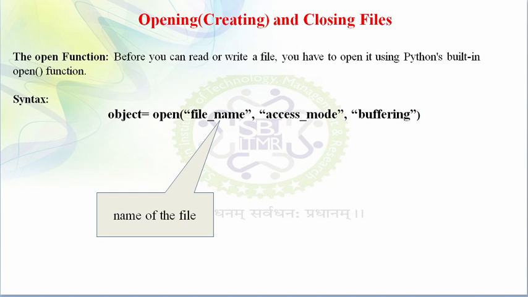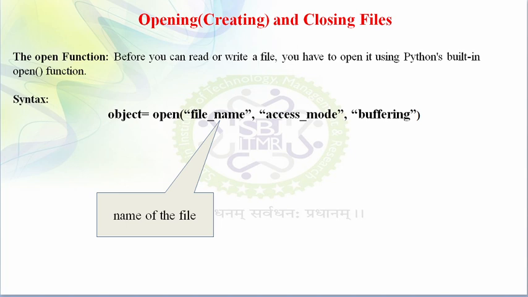Firstly, the first operation that we will see in file handling is opening the file. The first one is the open function. Before you can read or write a file, you have to open it using Python's built-in open function, and it is open. It starts with an opening parenthesis and a closing parenthesis. This indicates that open is a function. This function opens a file if it exists, else it creates a file object which would be utilized to call other support methods associated with it.